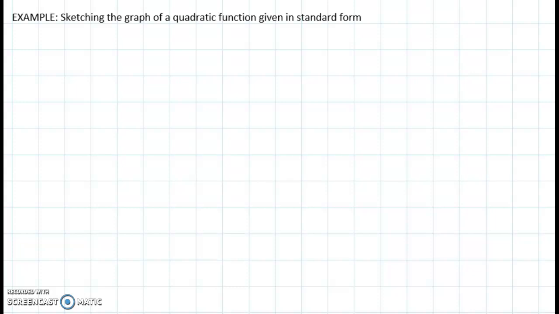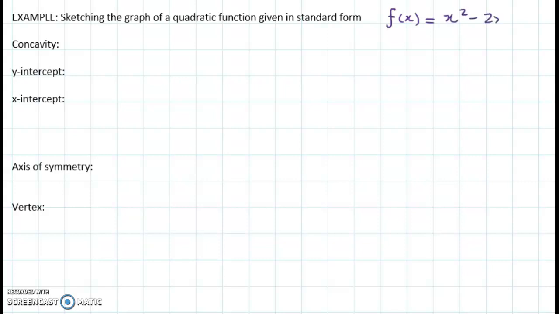Hello, in this video we are going to sketch the graph of a quadratic function given in standard form. The five main features of this curve that we are going to find to sketch it are the concavity, the axis-intercept, the axis of symmetry, and the vertex. And the function we are going to use in this example is called f of x, and it's defined by x squared minus 2x minus 3.